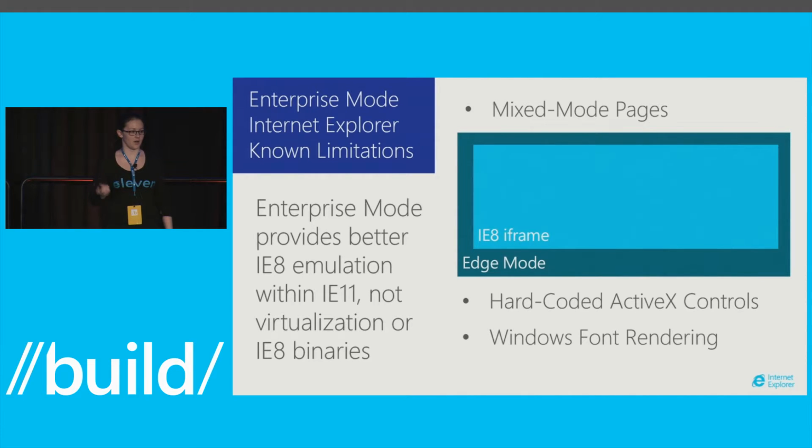And finally, there's Windows font rendering. So Internet Explorer uses the system font rendering in order to render fonts. And there's not that much we can do about this. So for example, even IE8 on Windows XP and IE8 on Windows 7, font rendering is going to look a little different between the two. And obviously, IE8 on Windows XP versus IE11 on Windows 8.1, the font rendering is going to use the Windows 8.1 font rendering.